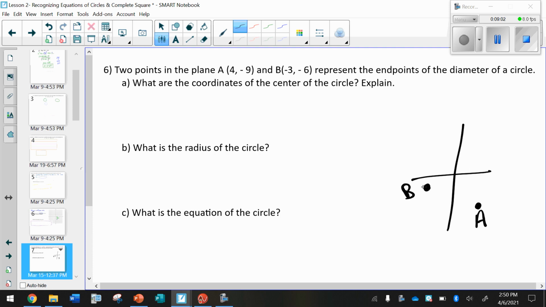So our diameter, that's the endpoints of the diameter, so that means our circle will look something like that. How do we find the center of the circle? Well, the center of the circle is the midpoint of the diameter. So I'll just use our midpoint formula.